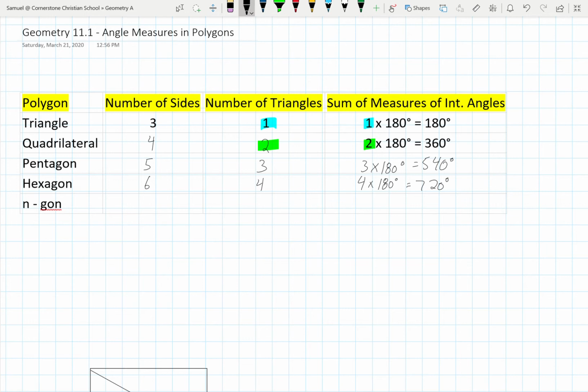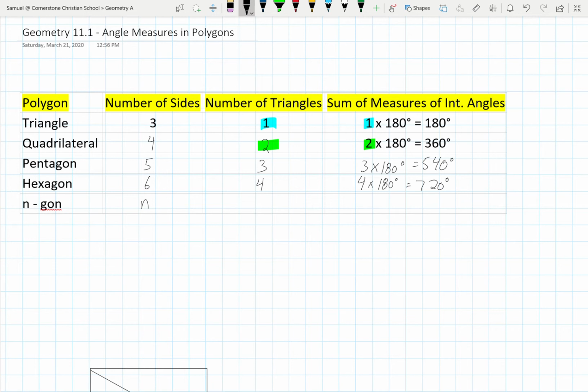And so we start to see if there's a pattern here. What I want to talk about with this n-gon down here is that it has n number of sides. In a way, you can say that that's any number of sides, no matter what, some number of sides.